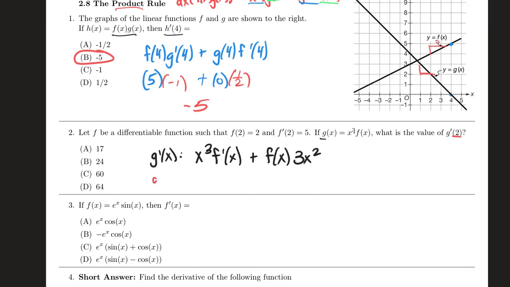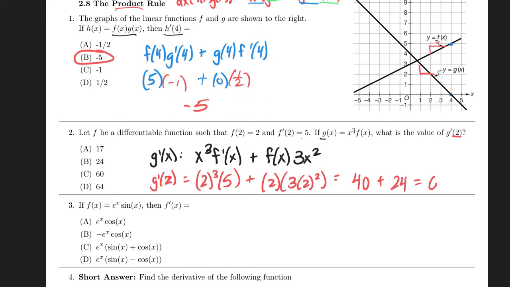So if we plug in 2, we're going to get 2 cubed. F prime of 2 is given to us, that's 5. F of 2 is given to us, that's 2. And then 3 times 2 squared. Actually, that's 8 times 5 is 40. 4 times 3 is 12 times 2 is 24. So we get 64 as our final answer. So again, just using the product rule, making sure you do the product rule correctly, and then plug in the values that you know.